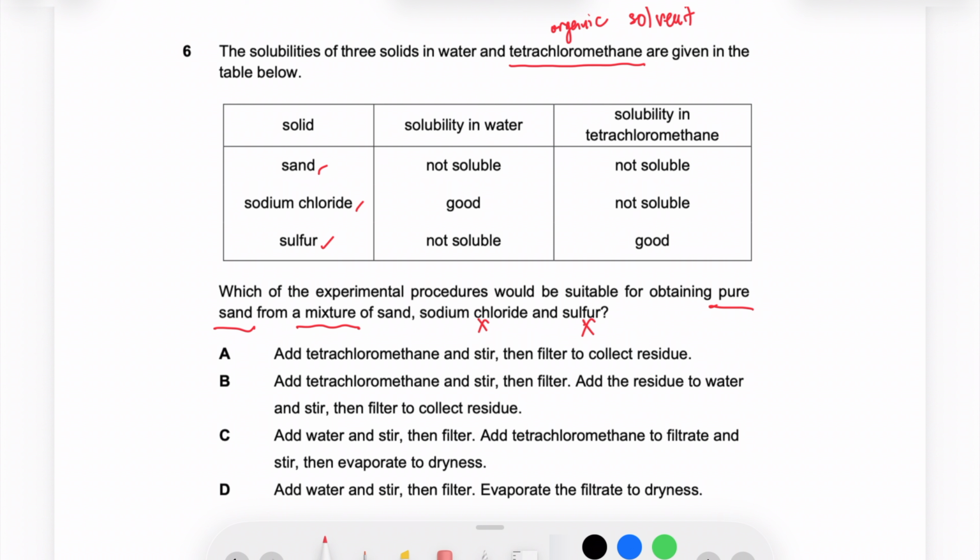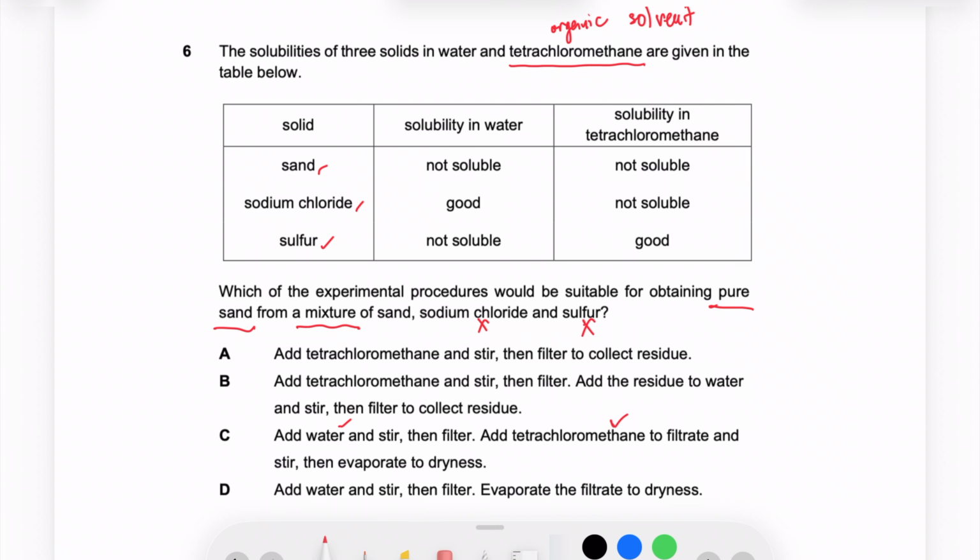So using the table, you want to obtain sand. You have to add tetrachloromethane first, sulfur will be dissolved, and then later you have to add the water. So you have to get rid of sodium chloride first and then sulfur next. So you can add water first or tetrachloromethane. I think this one will be good: you add water first, you stir, then you filter. After that, you add tetrachloromethane.